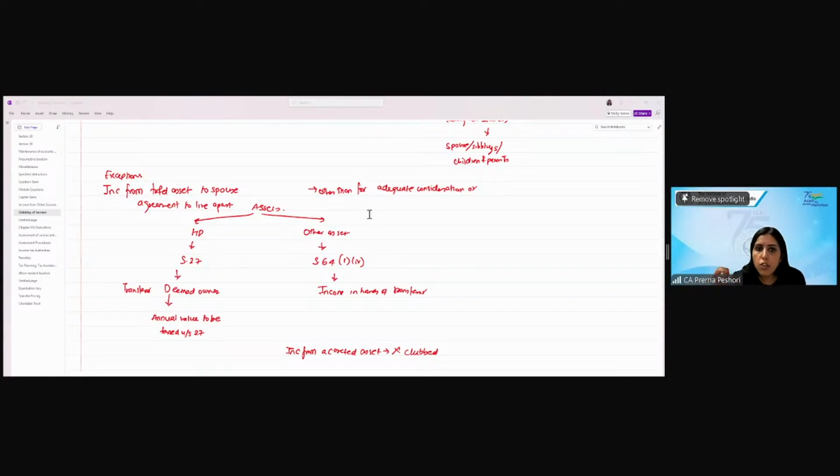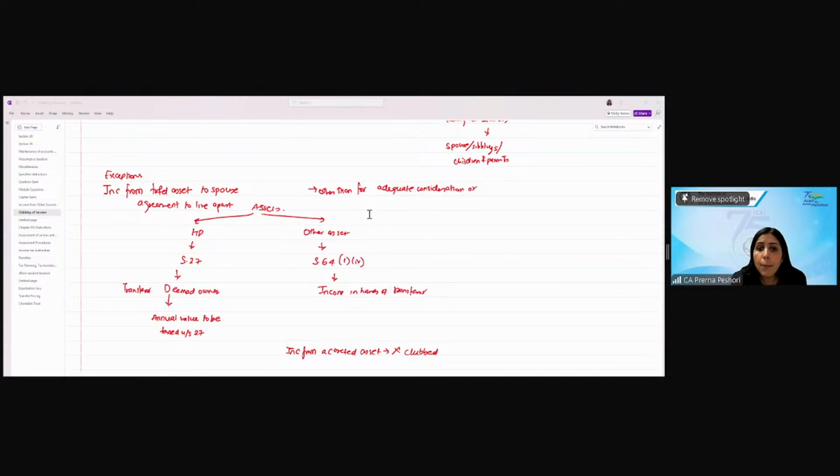So income which is from the accretion of the transferred asset will not be clubbed. Only the income from the transferred asset will be clubbed. When it generates income, if it is further invested, the income on that asset will not be clubbed. Are we clear?